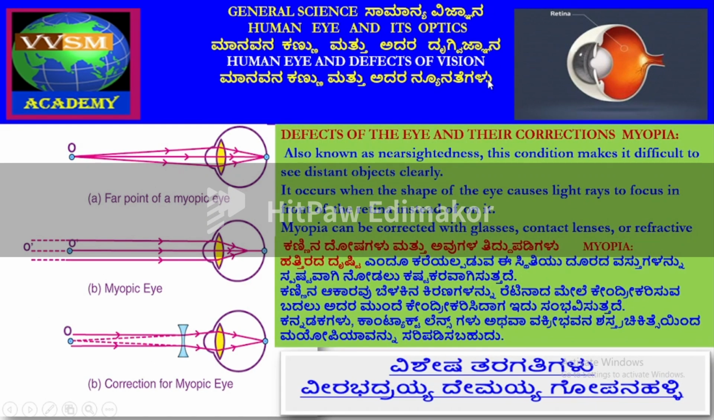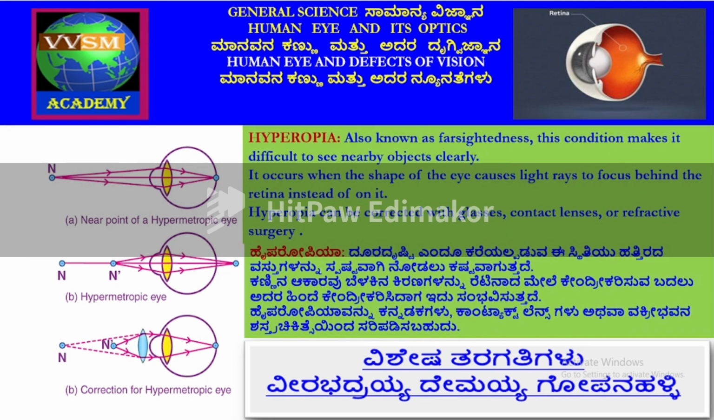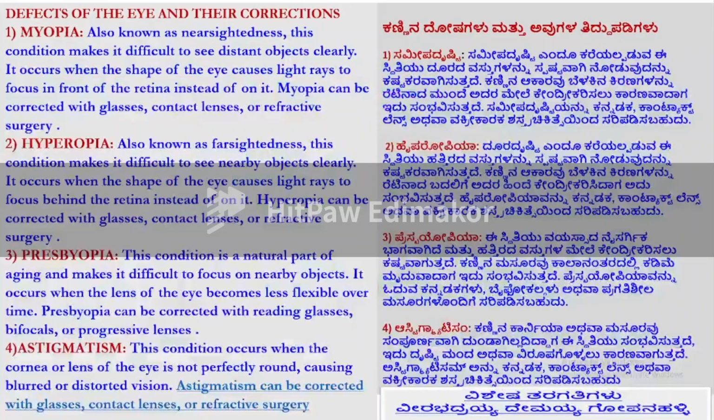So, as far as defects of the human eye are concerned, nearsightedness: this condition makes it difficult to see distant objects clearly. It occurs when the shape of the eye causes light rays to focus in front of the retina instead of on it. Hyperopia, also known as farsightedness: this condition makes it difficult to see nearby objects clearly. It occurs when the shape of the eye causes light rays to focus behind the retina instead of on it. Hyperopia can be corrected with glasses, contact lenses, and refractive surgery.